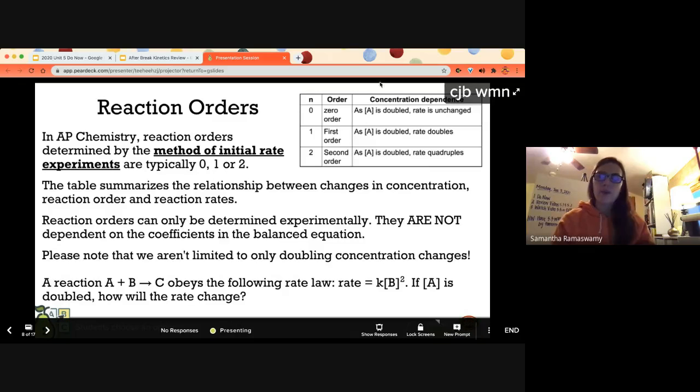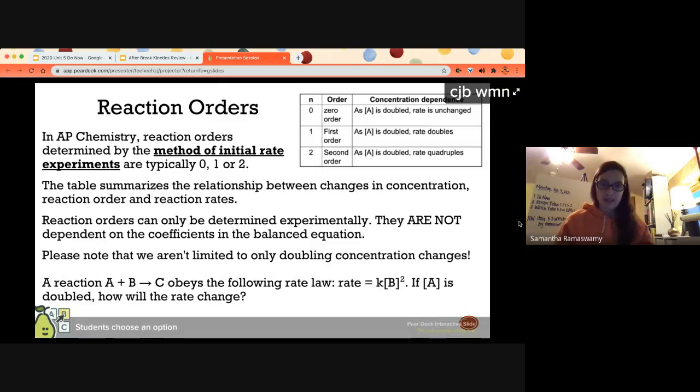But there's this table at the top that summarizes it: you have to determine reaction orders experimentally. Okay, I'll say that again. You have to determine reaction orders experimentally. They are not the coefficients in a balanced equation. Right? They are not coefficients.